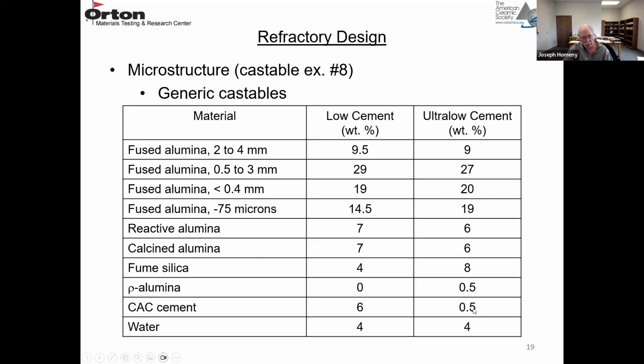So it's relying on a small amount of the CAC cement and the hydratable alumina to form the low temperature bonding. And the water content in these are only 4%. So these are low water contents. The lower the water content, the lower the porosity after curing, the higher the strength. Conventional castables may have 15 or more percent water. So these particle sizes for continuous packing create a dense material. The low cement contents require much lower water contents.